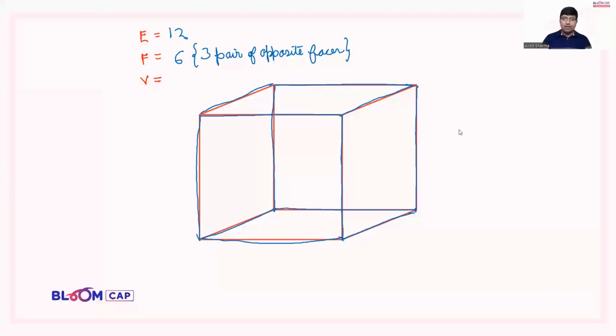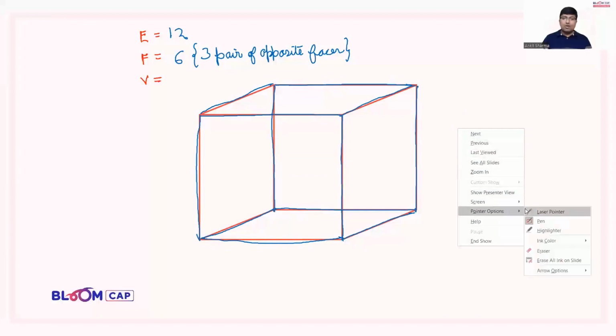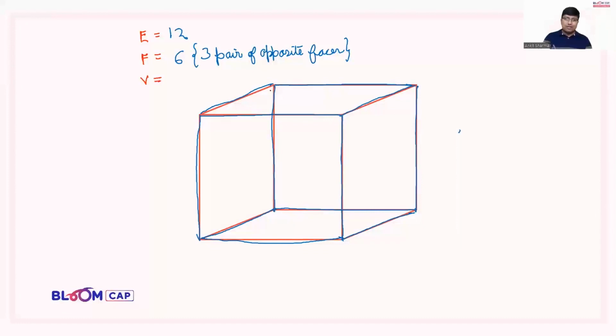Now, moving ahead, my dear students. How many vertices are there? I'm quite sure that you all will be able to answer. The faces are 6, edges 12, and vertices, corner points: 1, 2, 3, 4, 5, 6, 7, and finally 8. So the number of vertices, the corner points, is 8. I hope it is very clear.